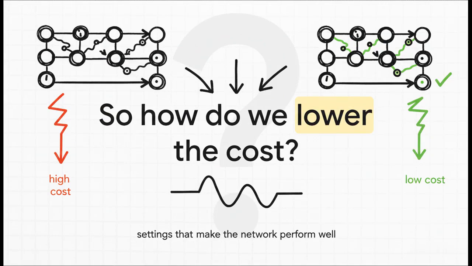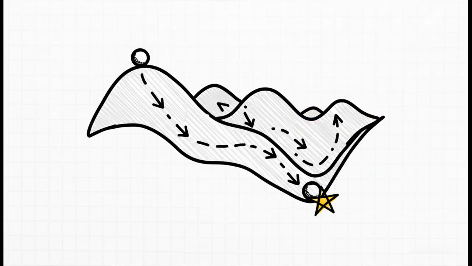So, this is it. This is the crucial question. How do we systematically adjust all 13,000 of those knobs to get from a high cost to a low cost? How do we find the one magic combination of settings that actually works? The answer is a brilliant algorithm called gradient descent.